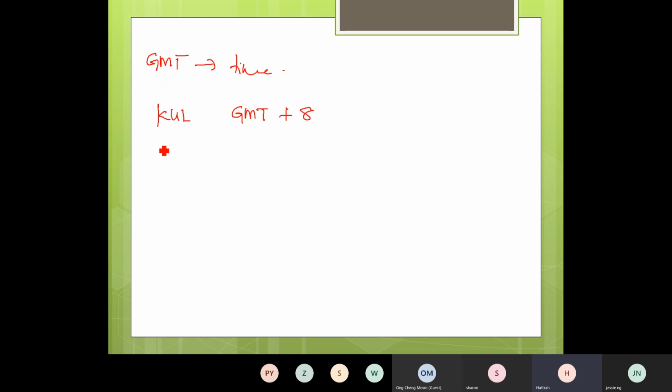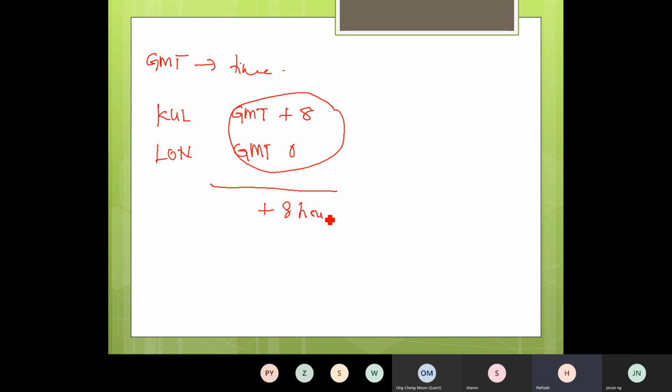And then you want to know the time in London now. GMT London is GMT 0. So to know the time, you need to know the difference between these two. How many hours is different? 8 minus 0 is 8 hours. Plus means it is ahead. So now what time is it in Malaysia?